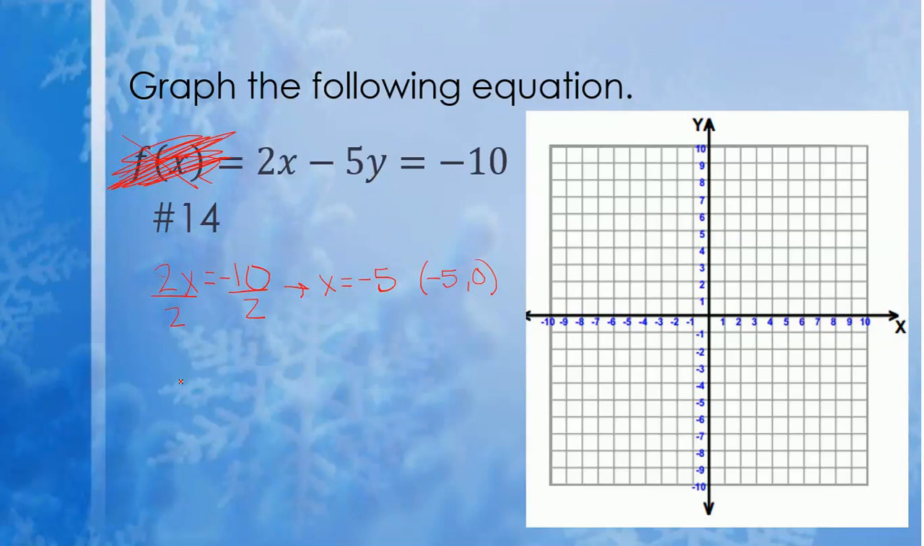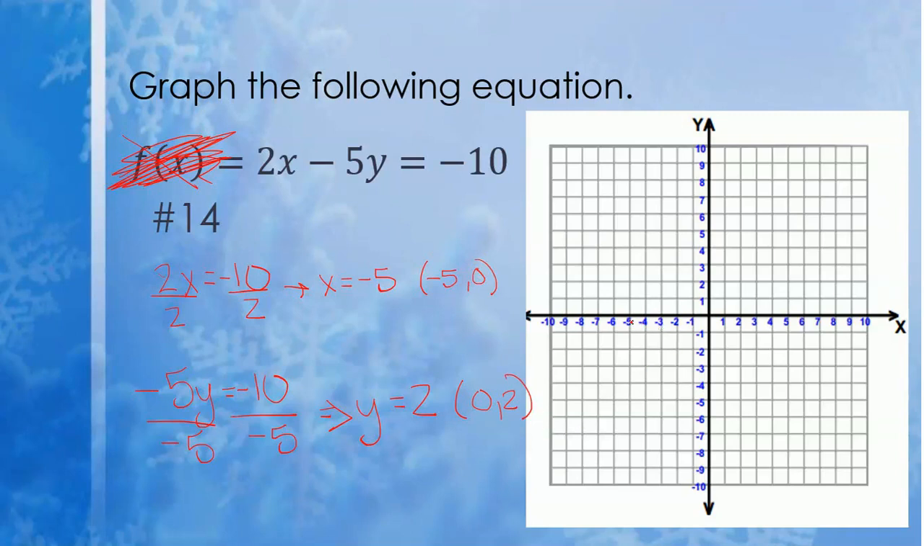Let's find the y-intercept then. So I'm going to get rid of the 2x right here. We're just going to be left with negative 5y equals negative 10. Let's divide by negative 5 on both sides. So I'm going to get y equals 2. So the ordered pair for that would be 0, 2.